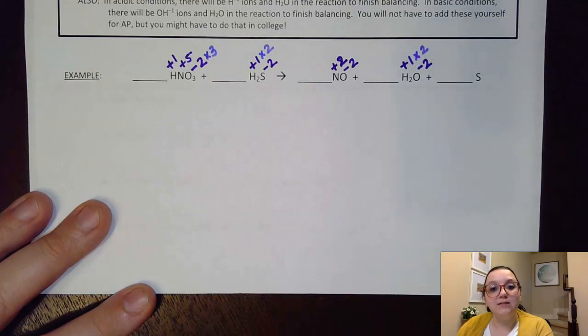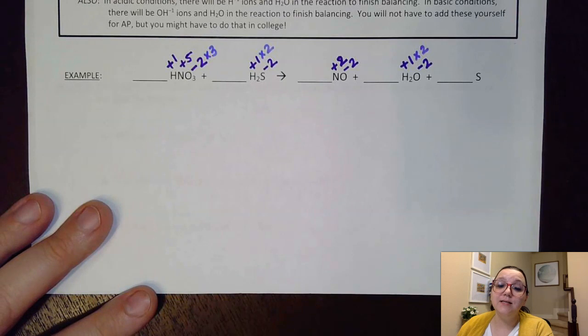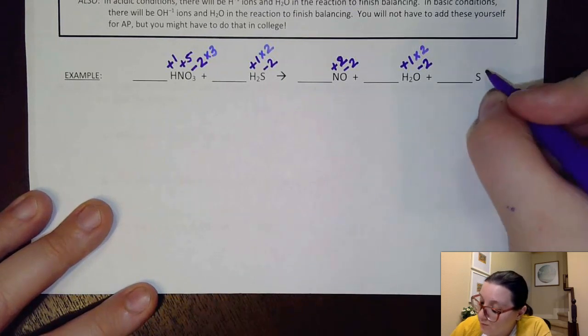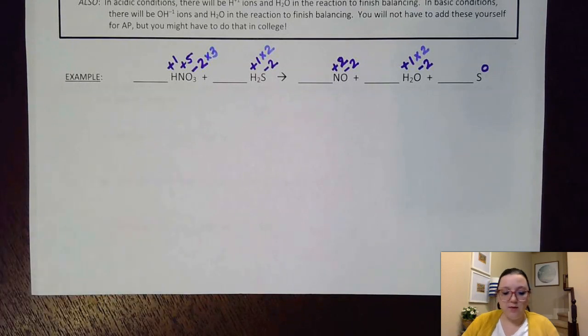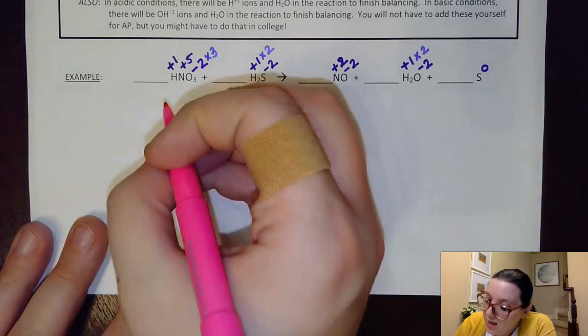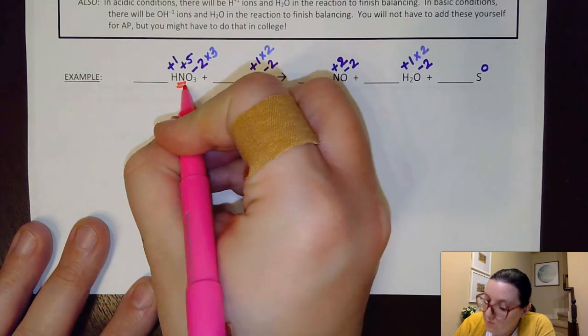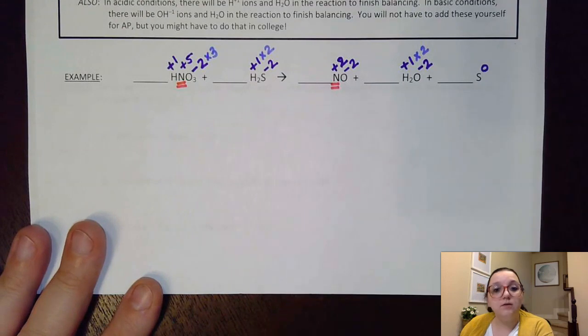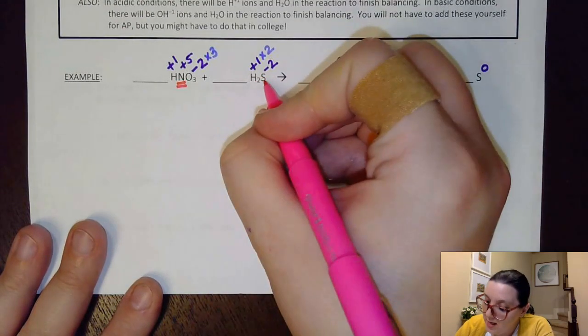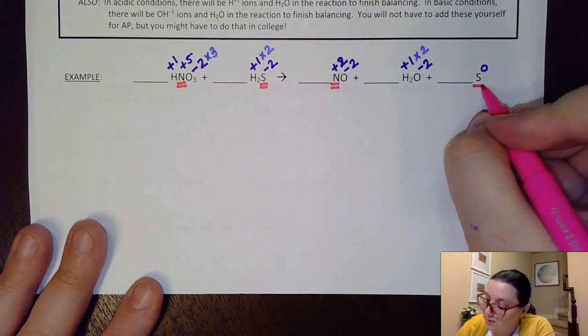And then last but not least over here I have sulfur, but it is an element by itself, and so therefore I'm going to assign it an oxidation number of 0. So now the next thing I would want to do is notate what has changed from side to side on those oxidation numbers. I notice here that I have a change in the nitrogen from a +5 down to a +2, and I also have a change in the sulfur from a -2 to a 0.